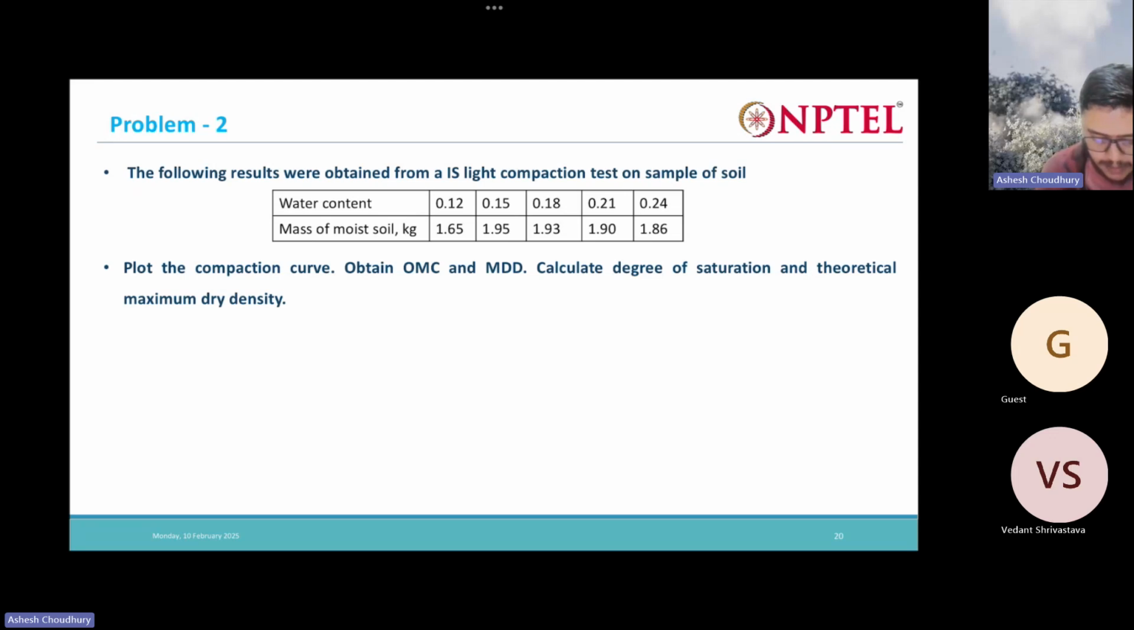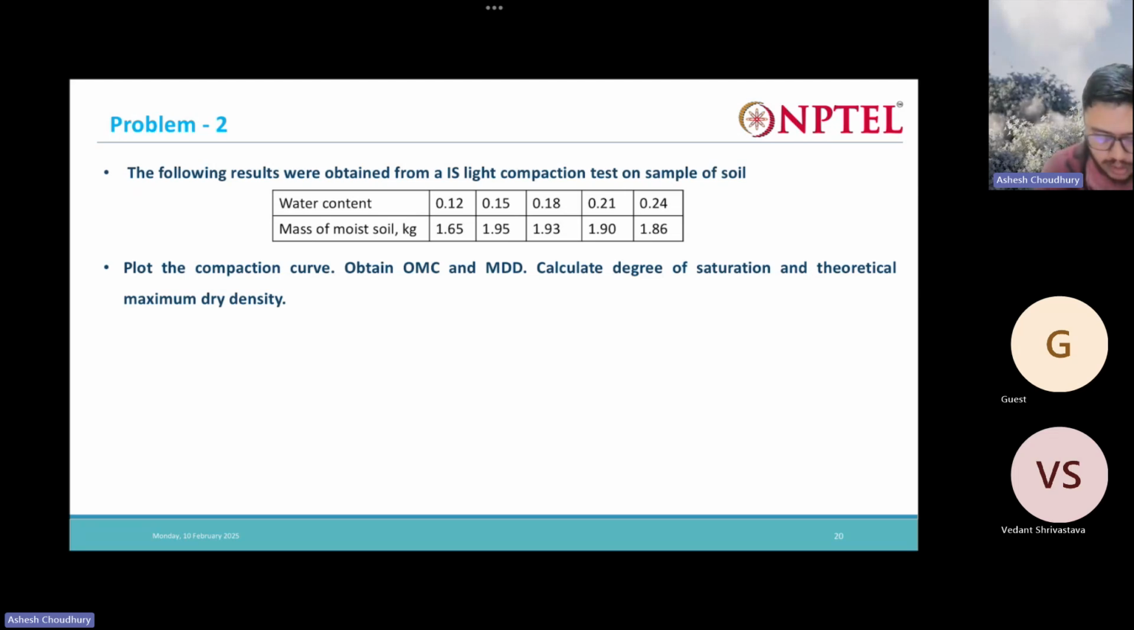Let us see the next problem. The following results were obtained from an IS Indian Standard Light Compaction Test on a sample of soil. These are the test results that we obtain from the Indian Standard Light Compaction Test. The water contents are given and the mass of the moist soil is given in kilograms. Plot the compaction curve, obtain the optimum moisture content and the maximum dry density, calculate degree of saturation and the theoretical maximum dry density.